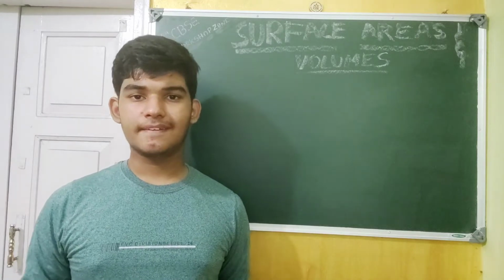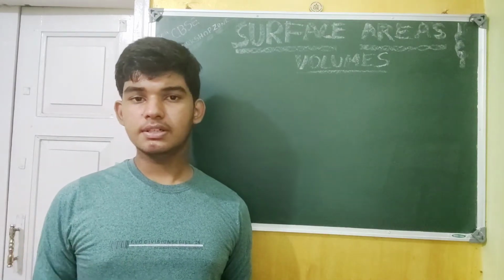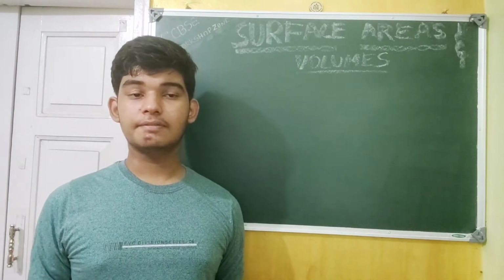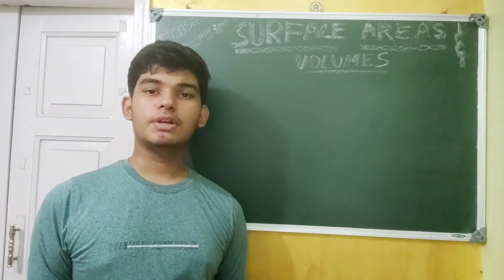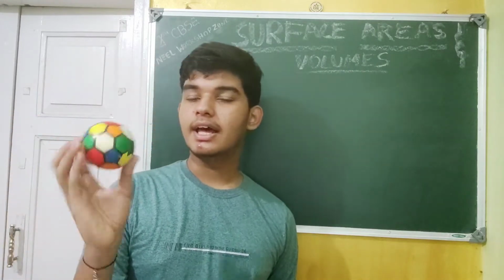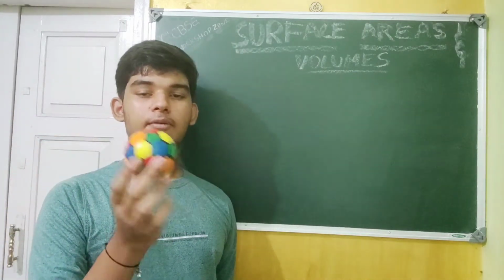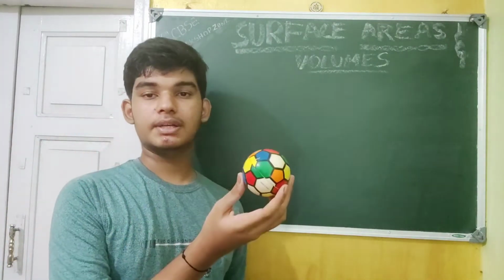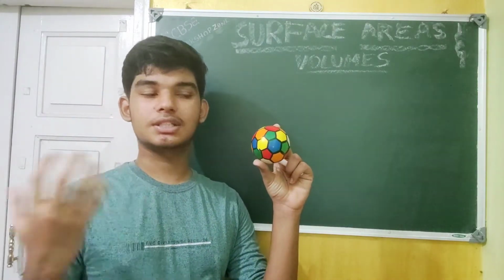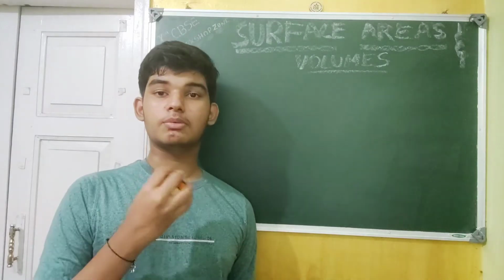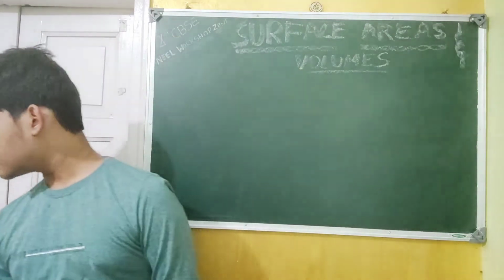So what is a sphere? A sphere is a three-dimensional object which is round in shape and does not have any edges or vertices. For example, I have this ball right here and I would say this is a sphere because it is round in shape, it is three-dimensional, and it also does not have any edges or vertices. So this is probably a sphere. Now let's put this aside.